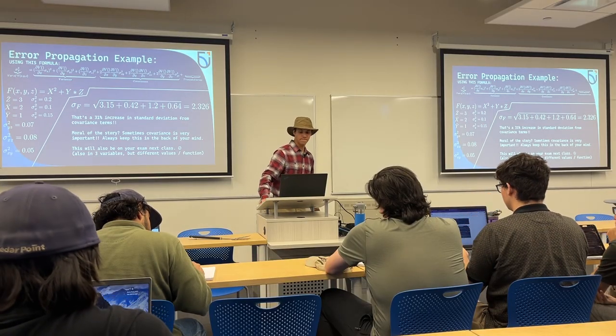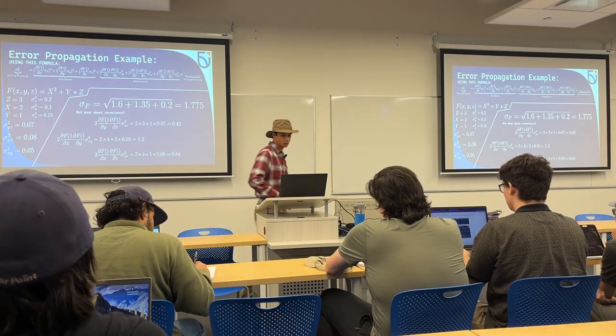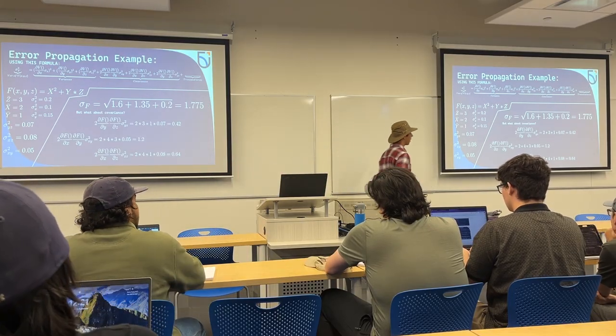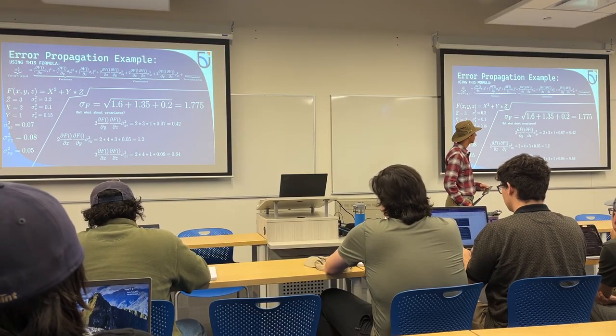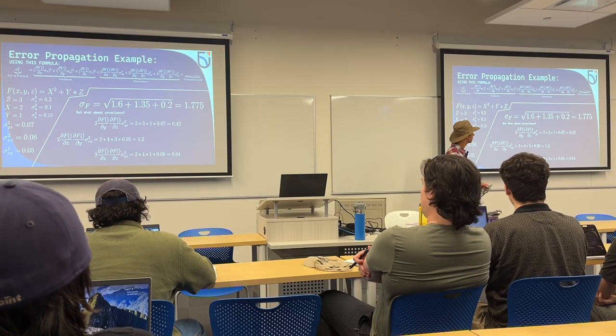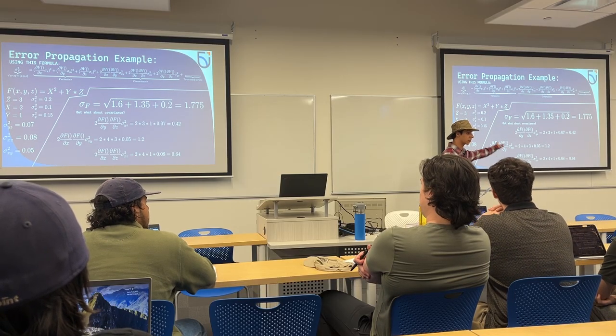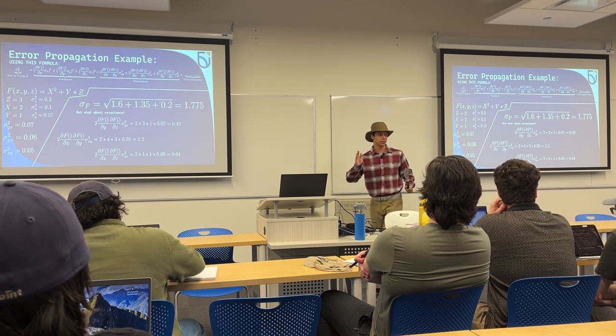Sorry, where did the 3.15 come from? 3.15 comes from this slide. So 1.6 plus 1.35 plus 0.2, I think. Plus, it's just summing these up. Yeah. After that, we're adding the covariance terms.